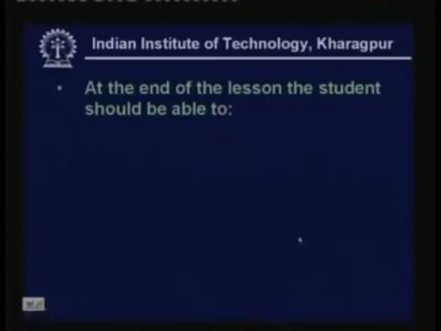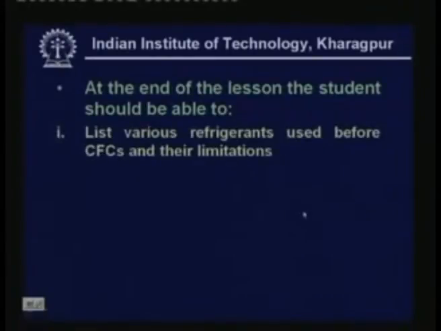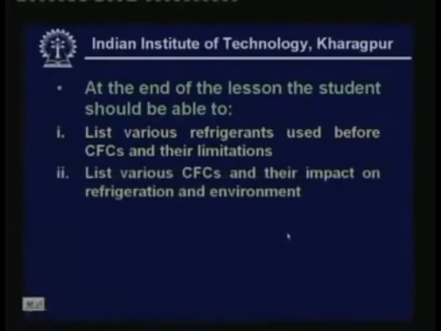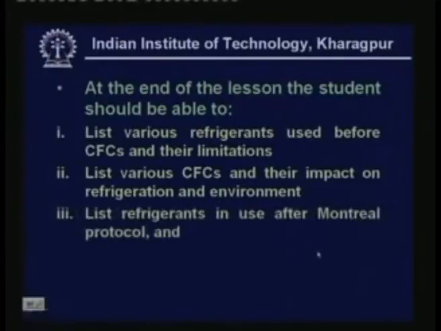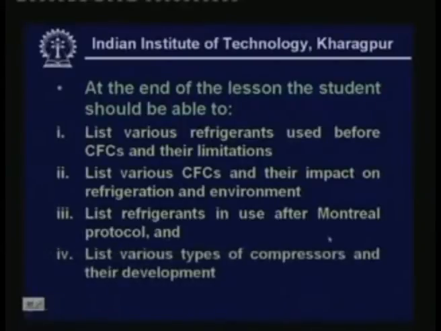And at the end of the lesson, the student should be able to list various refrigerants used before CFCs and their limitations, list various CFCs and their impact on refrigeration and environment, list refrigerants in use after Montreal Protocol, and list various types of compressors and their development.